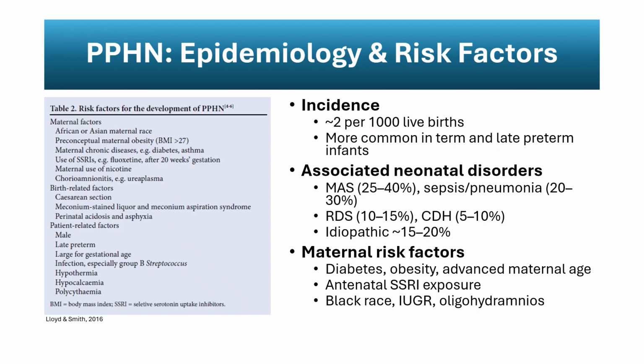The combination of maternal, perinatal, and neonatal factors increases the likelihood that the pulmonary vasculature will fail to transition normally after birth, resulting in persistent right-to-left shunting and systemic hypoxemia. Understanding these risk factors allows clinicians to anticipate potential complications and prepare for early monitoring and intervention.